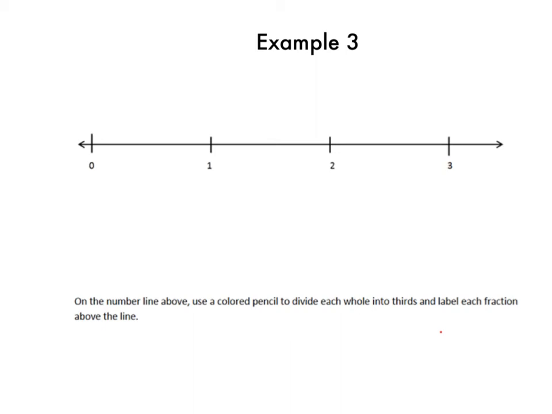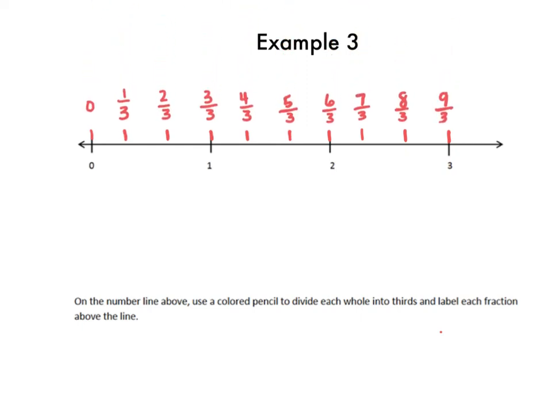If we want to split this up into thirds, we're going to have to put 2 tick marks between each of the numbers that are in equal sizes. Now we can label the tick marks with the appropriate fractions. As we can see here, each whole is separated into 3 equal parts, each part being 1/3 the size of the whole.